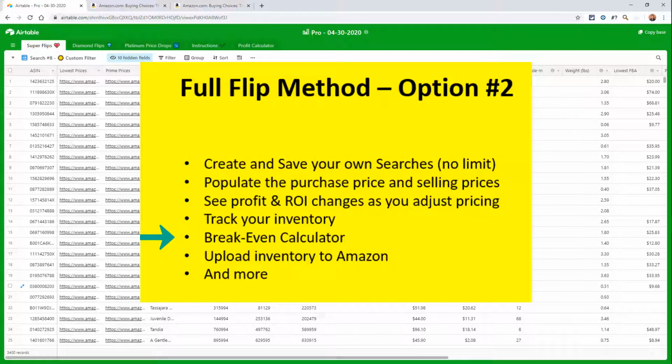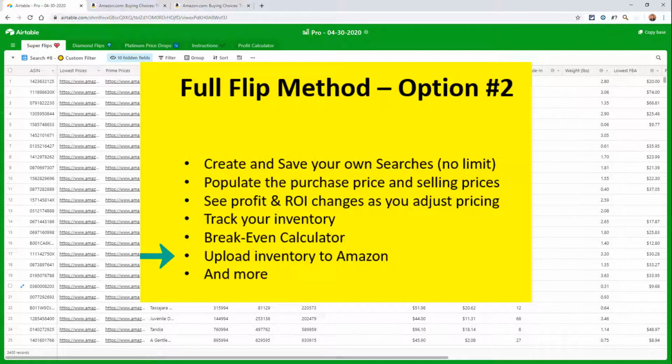And next, the break-even calculator. So this one's pretty big. A lot of people run this business and they don't really know the break-even prices of their books. It's really not that easy to figure out. So we have it figured out for you, though. We have a tool that you can use, and the full flip method takes advantage of that, and you'll be able to know the break-even price on all your inventory in just a few minutes.